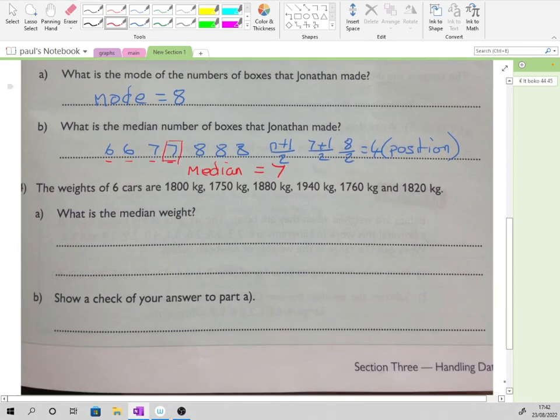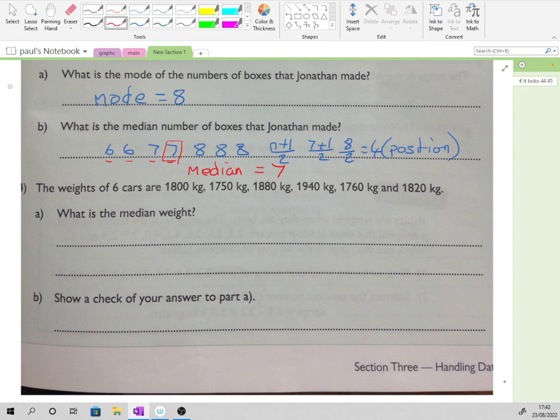Right, the weight of 6 cars are that, and that. Now, fortunately, they've done it all in kilograms in this example, but if they were to mix grams, kilograms, tons, and centimetres and metres and everything, you'd have to convert them so that they're all the same, so that you can put them in order. Now, the median, we've got to put these in order.